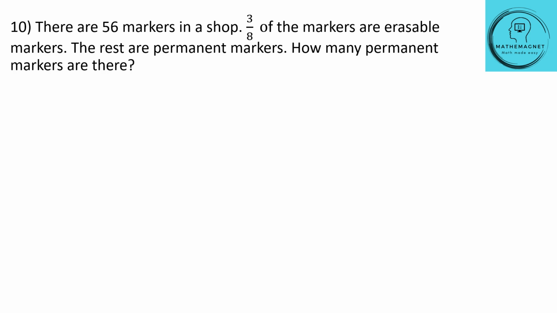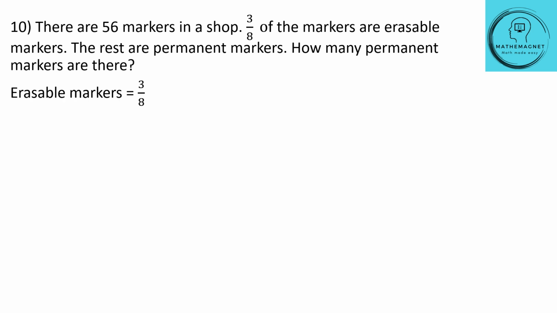Let's look at the next question. Question 10. There are 56 markers in a shop. 3 by 8 of the markers are erasable markers. The rest are permanent markers. How many permanent markers are there? So now we know the total number of markers, and we know that 3 by 8 are erasable, and how much is the permanent markers.